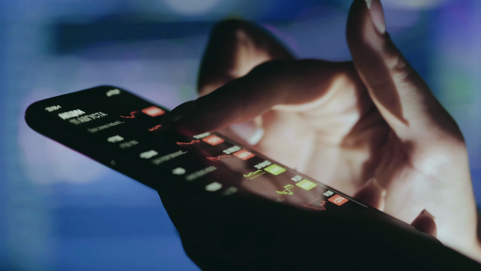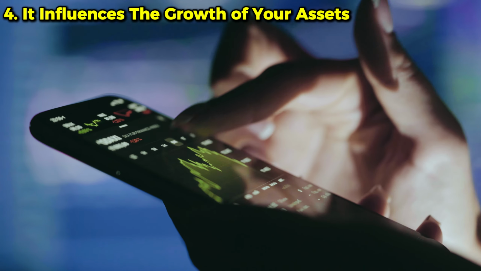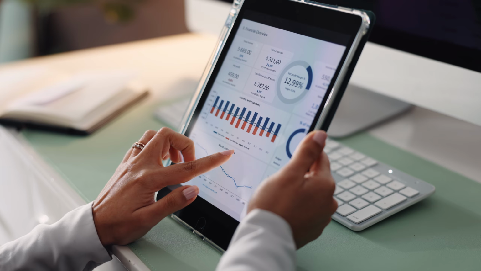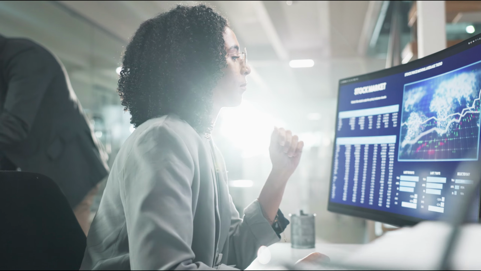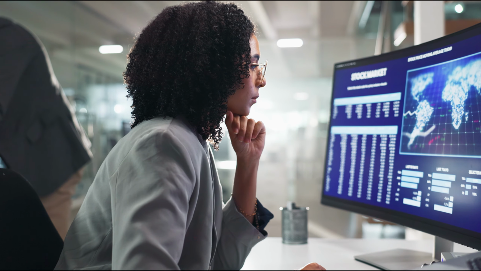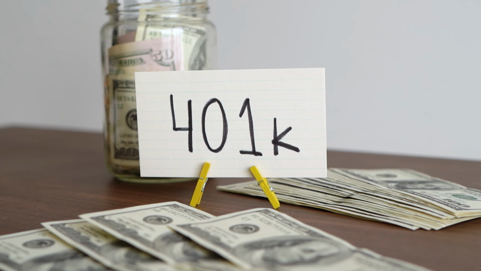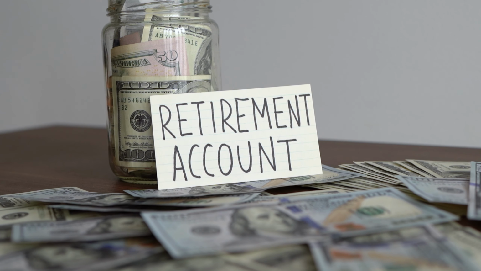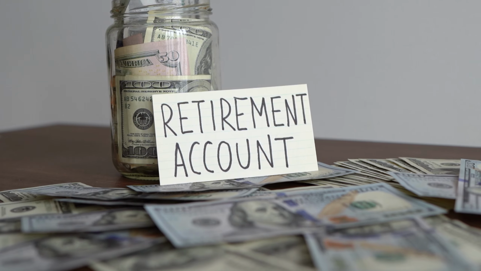The fourth way the Federal Reserve impacts your wallet is through the growth of your assets, meaning things like stocks, retirement accounts, and even real estate. Even if you never actively invest, chances are you are affected more than you think. If you have a 401k, a retirement fund, or even own a home, Federal Reserve decisions can quietly shape how much those things grow over time.